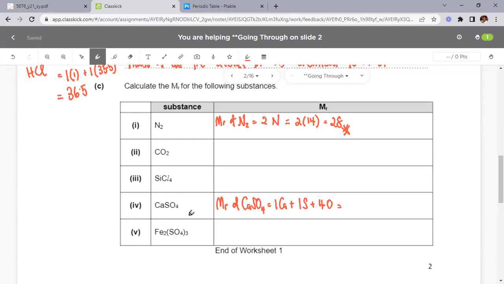Then calcium, if you look at a periodic table, is 40. For sulfur, it's 32. So it's good if you can remember, it makes life easier for you. Then for oxygen, it's 16. If you take all this and add up together, you will get 136.